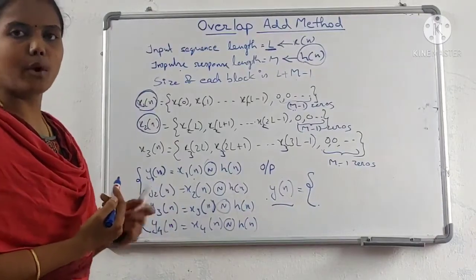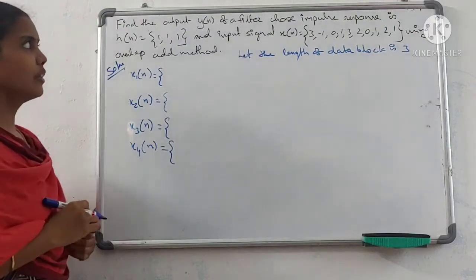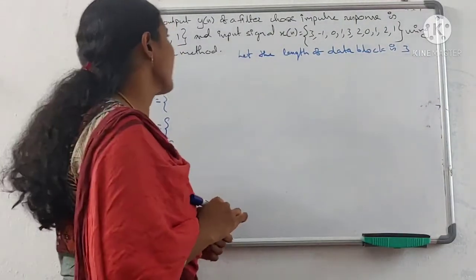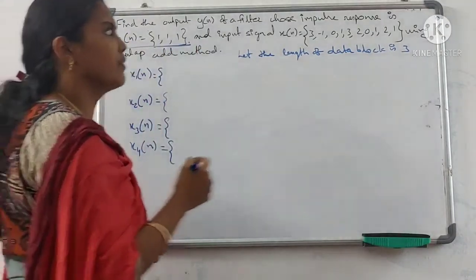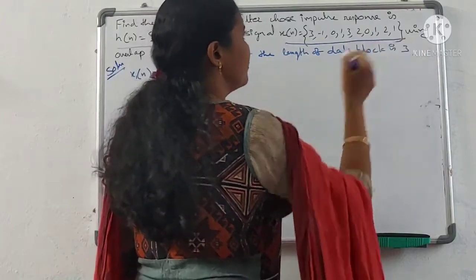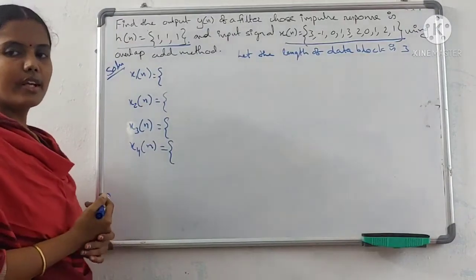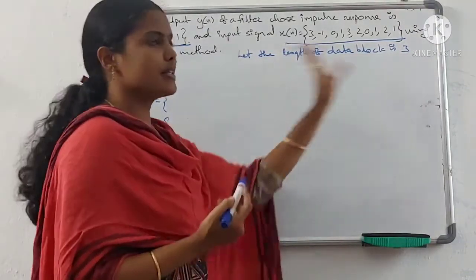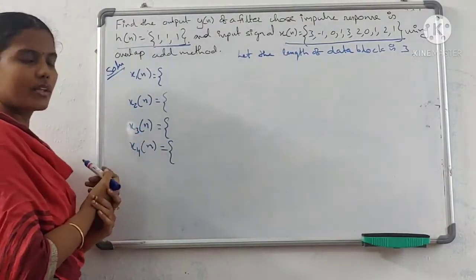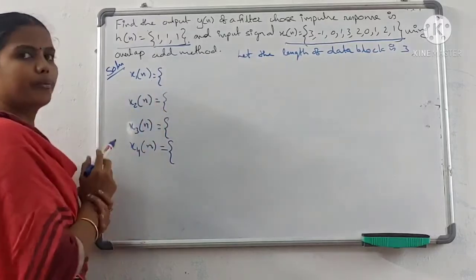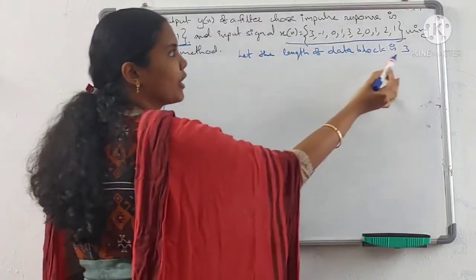Let us see one problem on the overlap add method. Find the output y of n of a filter whose impulse response h of n is 1, 1, 1, and the input signal sequence x of n is given, using the overlap add method. Let the length of the data block be 3. The entire x of n is divided into different blocks. The first block is x1 of n. The length of the data block is 3.